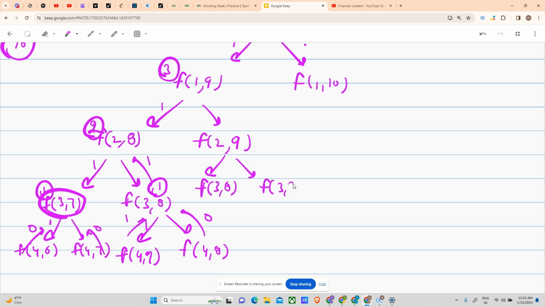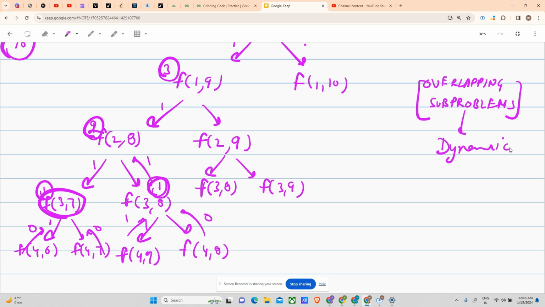Now 2 comma 9, again the tree will continue, f of 3 comma 8 or f of 3 comma 9. Now f of 3 comma 8 is actually running 1. So you are seeing that there are cases of overlapping sub problems. And what we have learned about overlapping sub problems is that it will be a case of dynamic programming. I will include the DP into the code I have written above. Let me complete the tree first. So 3 comma 8 will return 1.